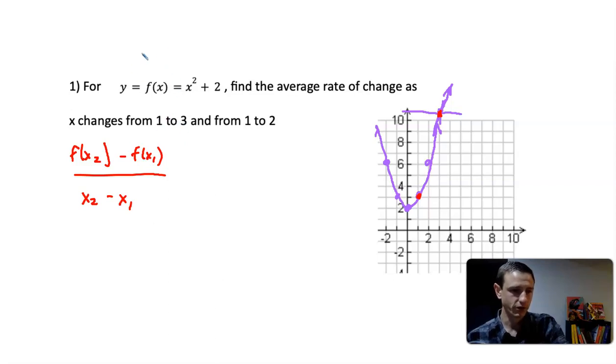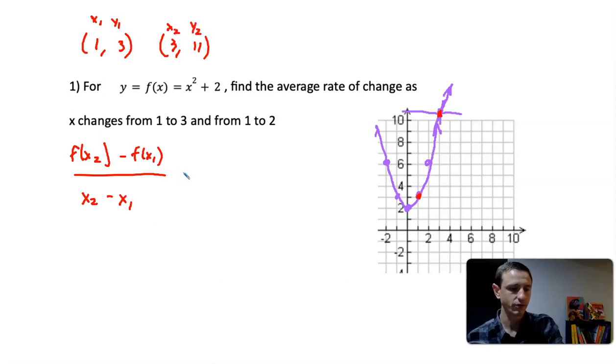So I'm just going to do this off to the side here. Let's get the x value of 1. 1 squared is 1. 1 plus 2 is 3. And then the x value of 3 is going to be 3 squared is 9. 9 plus 2 is 11. So this is going to be my x sub 1, y sub 1 point, and this is going to be my x sub 2, y sub 2.